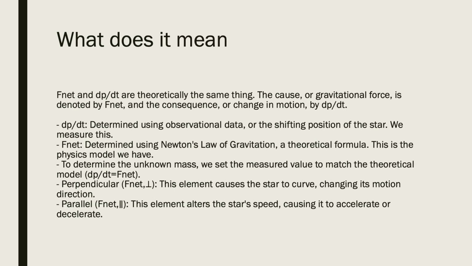The key concept is that F net equals dp over dt, where the net force represents the cause and dp/dt represents the effect. We use the observed motion to find unknown quantities like mass by matching it to the theoretical force equation. The perpendicular force component curves the path while the parallel component speeds up or slows down the motion, explaining why orbits can be stable or elliptical.